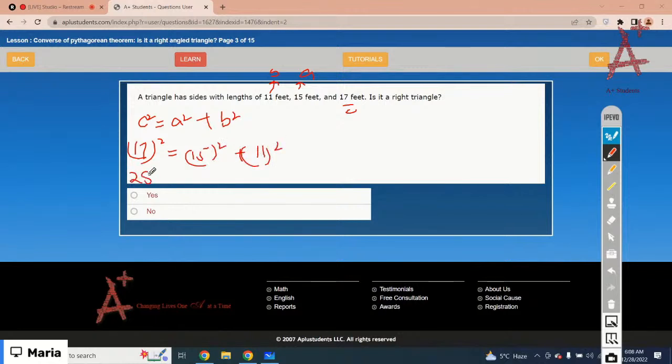So 17 square equals 289. 15 square is 225 and 11 square is 121. Just add and see if they are equal. 289 does not equal 346. They are not equal, so no. This is not a right angle triangle. Got it? So the answer is no, this is not a right angle triangle. Got it?